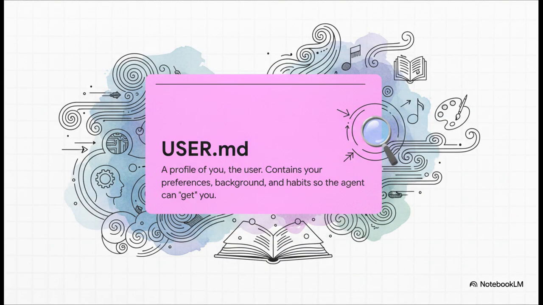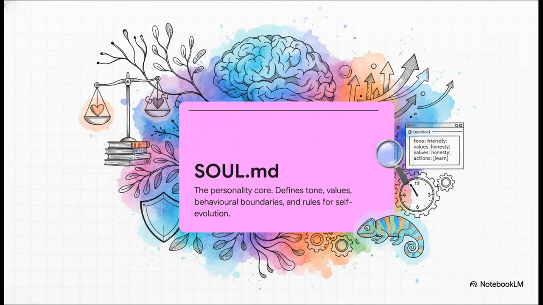Then you have user.md, and this one, as the name suggests, is all about you. It's where you can put your preferences, a bit about your background, even how you like to work. This is how the agent starts to get you, so it can give you answers tailored to your needs, not just generic ones. And here we are, back at our main focus for today, SOUL.md. This is the personality core. This is where you define the tone of voice, the core values, what it should and shouldn't do, and, this is super important, the rules for how it can learn and evolve from its conversations with you.